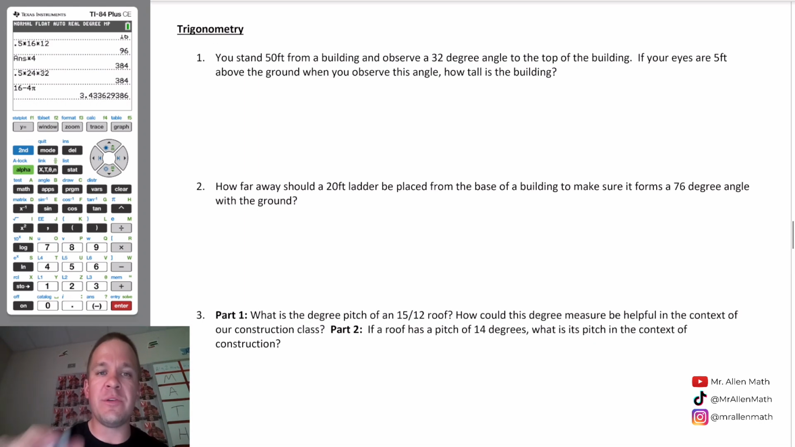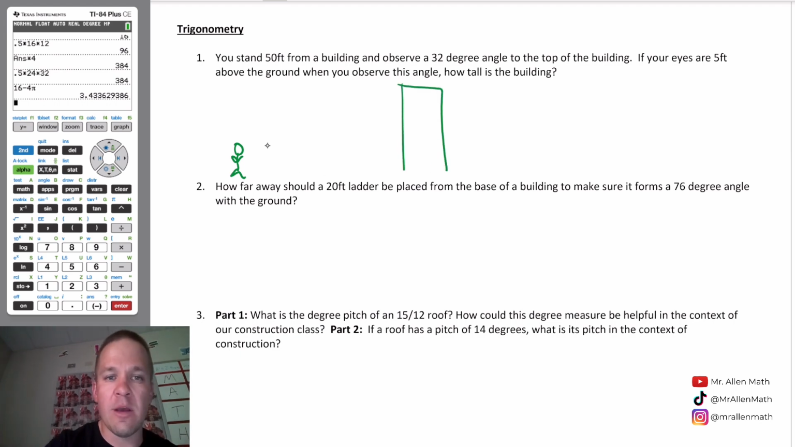Let's start. So you stand 50 feet from a building and you observe a 32-degree angle to the top of that building. If your eyes are 5 feet above the ground when you observe this angle, how tall is that building? Let's go ahead and draw a little picture. We have a stick figure and this building. They observe an angle to the top, but they are 5 feet above the ground.